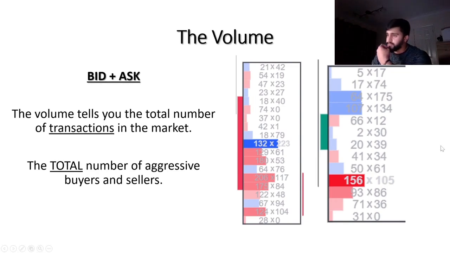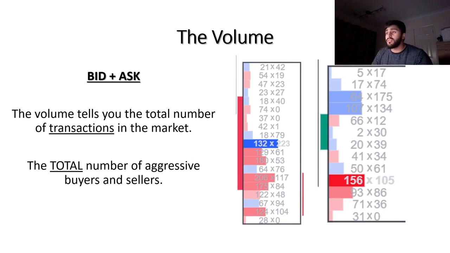So that's the delta. The volume is the bid and the ask. So the volume gives you the total number of transactions hitting the markets at that given moment. It's the bid plus the ask, right? So for example, you will see here 21 by 42. So that's 21 hitting the bid. That's 42 market participants hitting the ask. So that's 21 aggressive sellers versus 42 aggressive buyers.